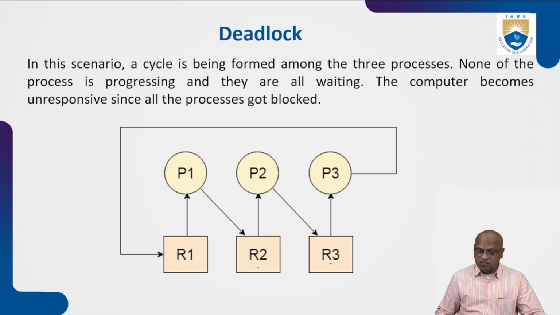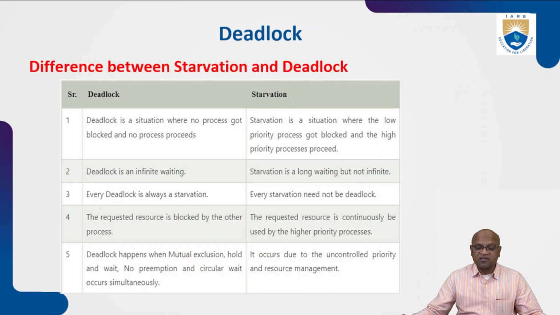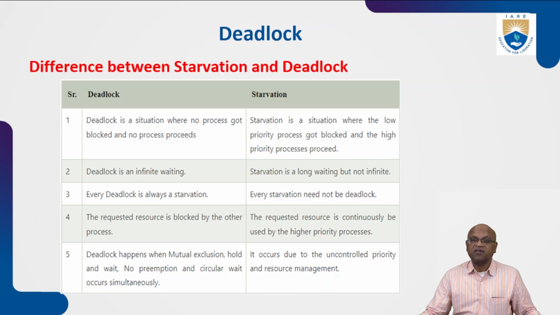So now the difference between starvation and deadlock. What is deadlock and what is starvation? Deadlock is a situation where no process proceeds further because it requires a resource that is not available with the OS, since it is already held by some other process. That is called deadlock.